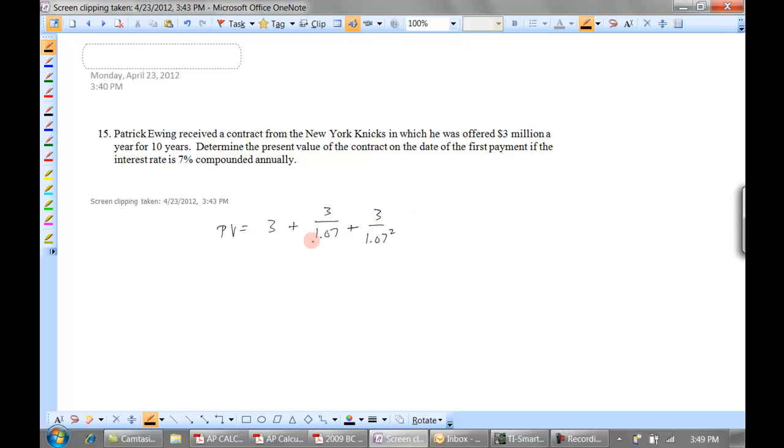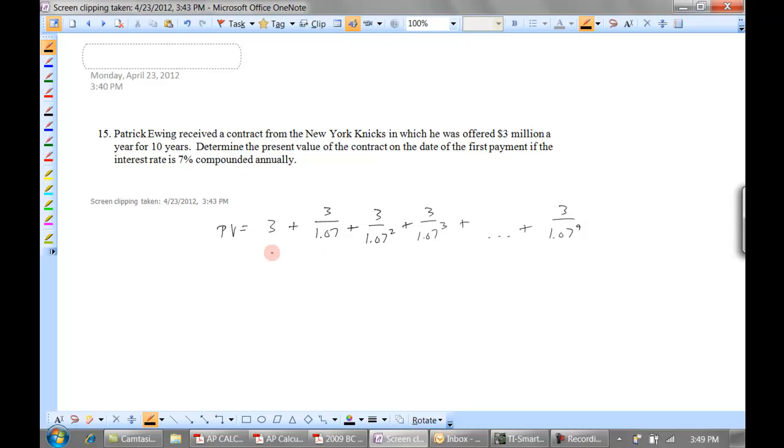So notice that 3 divided by 1.07 is less than 3. So the money he's going to get paid next year is worth less than $3 million currently. And we would go all the way out. So this is now, this is the first year, second year, third year, and we'd go all the way out. In the 10th year, he'd get 3 divided by 1.07 to the 9th, and that would represent all 10 years.